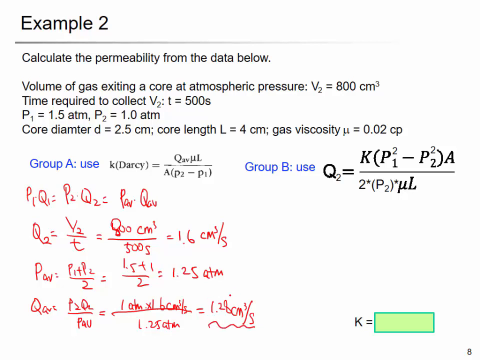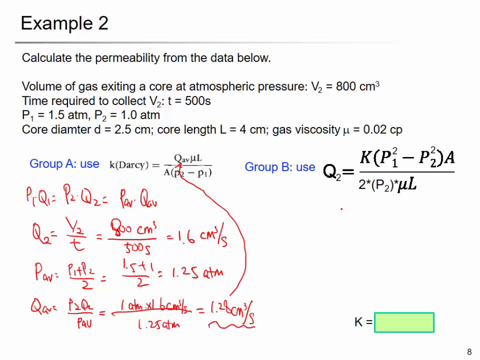Then we can plug this one to here, and we know the core length and the diameter, so we can calculate the area. The length is here, and the gas viscosity is 0.02 centipoise, and the delta P, P2 minus P1, will be 0.5 atm, right? Then it's very straightforward. You can calculate the permeability.